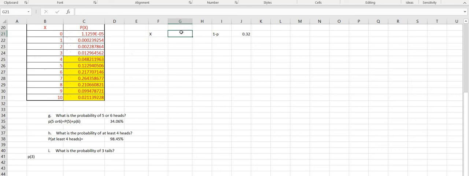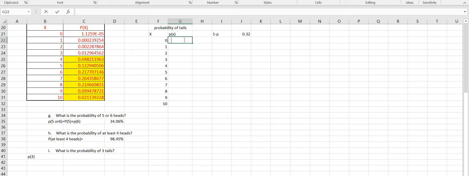So since we're repeating this experiment 10 times, that means the possibilities for x is either 0 tails, or 1 tail, or 2, or 3, or 4, or 5, or 6, or 7, or 8, or 9, or 10. So I have all of the possibilities here, and I can compute the probability of each outcome using the probability of failure. Remember, this table represents the probability of tails. This table represents the probability of heads.